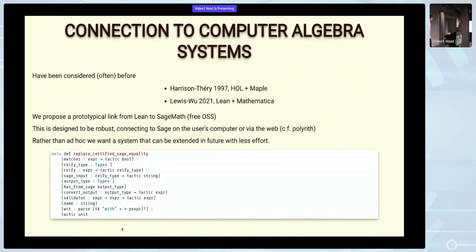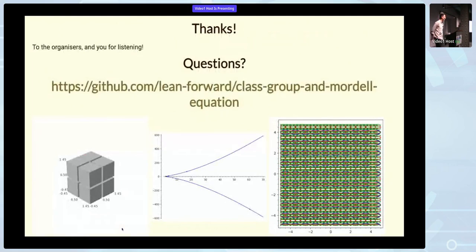We also like to connect things to computer algebra systems. And we prototyped a slightly extensible method for connecting to the computer algebra system Sage, which is a free and open source computer algebra system. We set it up so that it connects either over the internet to a publicly accessible server that runs Sage, or to Sage on the user's computer. And we tried to make a design that was extensible by future users with relatively little effort. But yeah, I think I'm out of time, so I will stop there. Thank you.